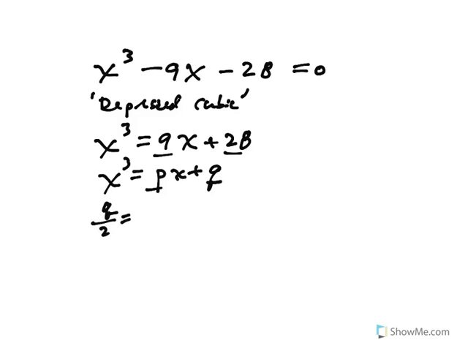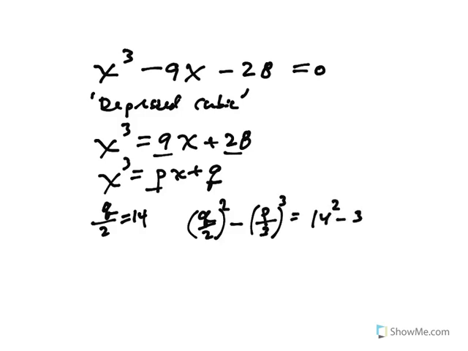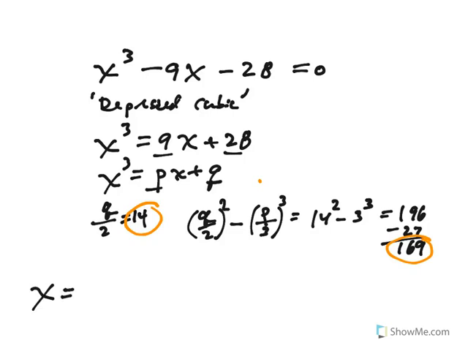You take q divided by 2, which is 14. And you also do (q over 2) squared minus (p over 3) cubed, which is 14 squared minus 3 cubed, which is 196 minus 27, which is 169. And the numbers that are going to be relevant to us are the 14 and the 169. They get put into an answer. Again, there is an explanation of this, but that's not what this video is for. This video is just to show you what the formula is.